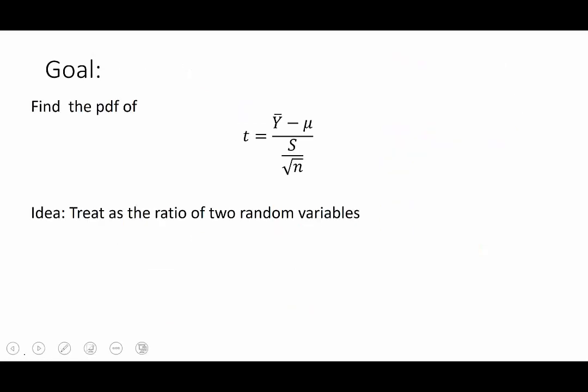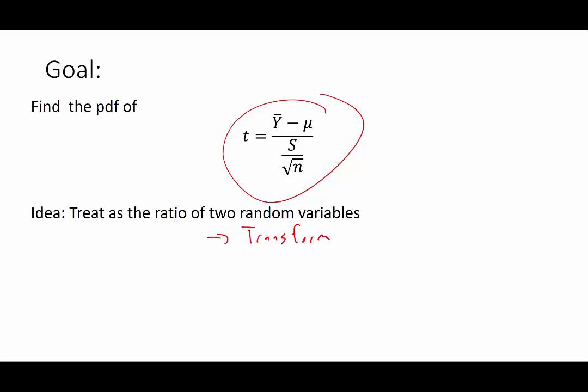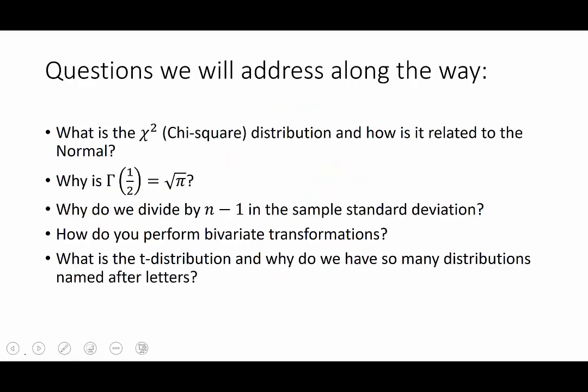So our goal for these next few notes is to discuss what is the PDF of this statistic. As I mentioned earlier, the way we're going to handle this is by treating it as a ratio of two random variables. These notes are going to lead us through the idea of how to compute the PDFs of transformed random variables, and we're going to do this for 1D transformations and 2D. The questions that we're going to address along the way are some pretty fun ones.